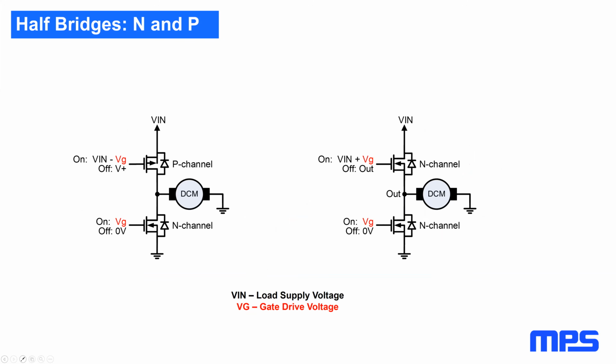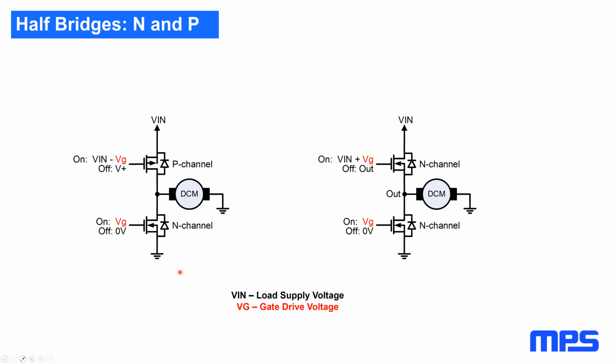A half bridge can be constructed with an N-channel MOSFET on the low side and a P-channel MOSFET on the high side. In this arrangement, the gate of the high side is driven to the load supply voltage, which is Vin in this diagram, to turn the high side off. To turn it on, the voltage has to be lowered by Vg, which is the voltage needed to turn the MOSFET on. The low side, on the other hand, using an N-channel MOSFET, the gate's at 0 volts to turn off and a positive voltage, Vg again, to turn on.